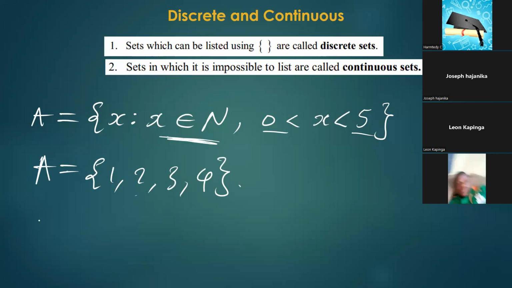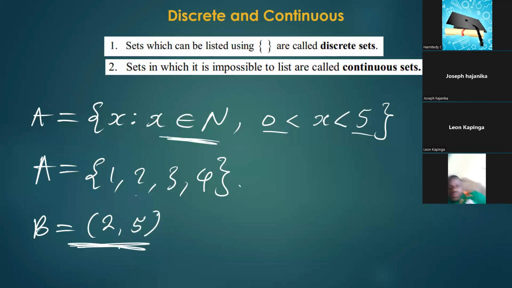But if we say set B is equal to the open brackets 2, 5, we can't list this set, because when we use these kinds of brackets, it means we are talking about real numbers. The set of real numbers is a set that contains rational and irrational numbers, which we're going to discuss in the next session. We'll discuss what rational and irrational numbers are.